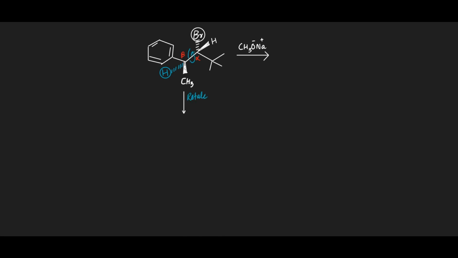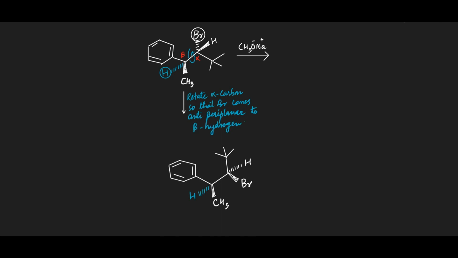To bring these trans, we will rotate, say, alpha carbon, so that bromine comes on solid wedge and thus anti-periplanar to cyan hydrogen on beta carbon. Once we rotate it, we get this conformation, where bromine is now on solid wedge, hydrogen moves to dash and butyl group faces towards phenyl side.